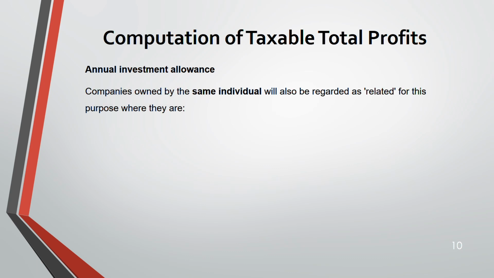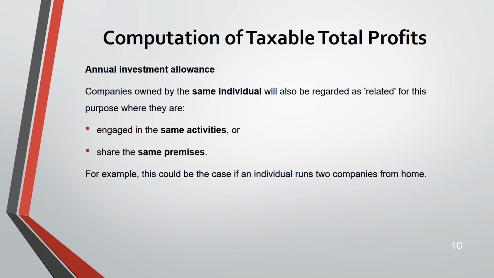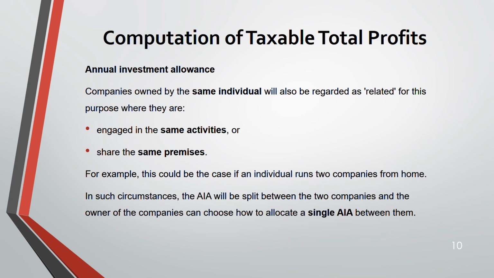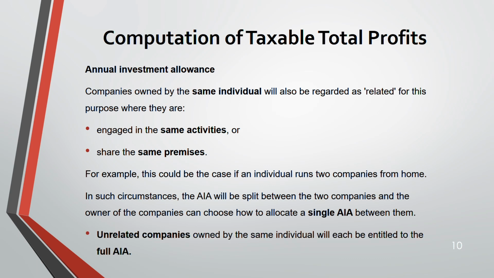Companies owned by the same individual will be regarded as related. If Mr. A has 5 companies, all the 5 are related. And where the same individual is engaged in the same activity or the companies share the same premises, they are related. If the individual runs 2 companies from home, you will only get a single AIA and you have to allocate it between the 2 companies. Okay? Unrelated companies will have a full AIA for each company. You can have 3 unrelated companies, you will get 3 AIAs.